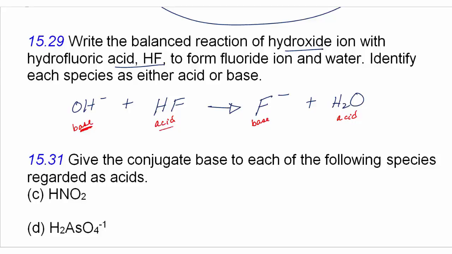You can also tell, for example, by looking at these two. They differ by an H+. Here you have an H+, so that has to be the acid form.